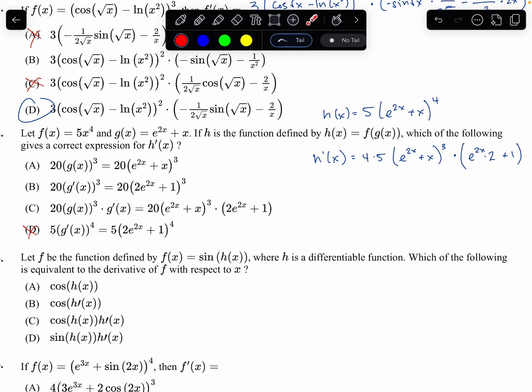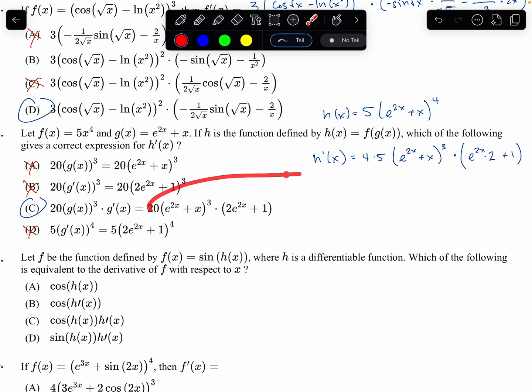So we have the 20 here. Okay. And then we're going to have e to the 2x plus x to the 3rd. So e to the 2x plus x. So it's not going to be B because this has plus 1. I don't think it's going to be A either. It doesn't have enough. I think it's going to be C.